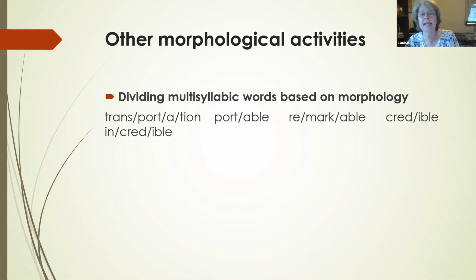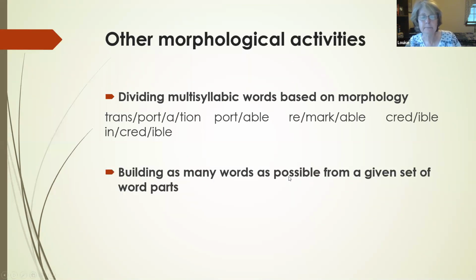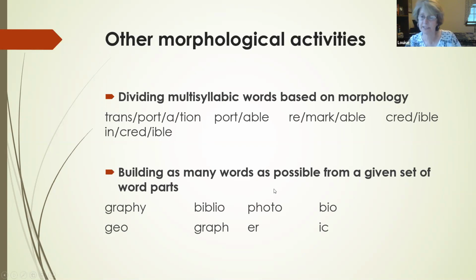In some phonics programs, they might refer to some of this as peeling off prefixes and suffixes. So you teach the child to peel off these parts and then look for what's left as the root. That's another similar approach you could take. Children can also build as many words as possible from a given set of word parts. You give them parts like the ones shown, could be on index cards, and they build words like photography, photographer, biographer, biography, and so on.